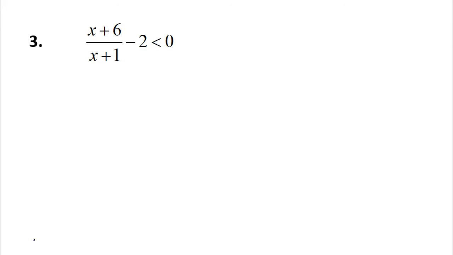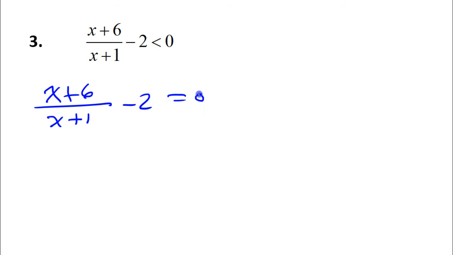Okay, so we're solving this rational inequality. We know it's going to be a number line and test values. So our first question is, how do we get the points that go on the number line? And one place that we get the points is we solve the related equation, x plus 6 over x plus 1 minus 2 equals 0. So it's a matter of, okay, so we have to solve this equation.